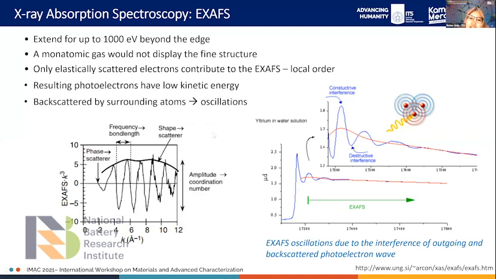Okay, and from the oscillation of the EXAFS spectra, we can get some information. Here, for example, if we do the analysis of this spectra, from the frequency of this oscillation, we can know about the bond length, and the amplitude of the oscillation tells us about the coordination number, and also the phase and shape will tell us about the type of scatterer atom.